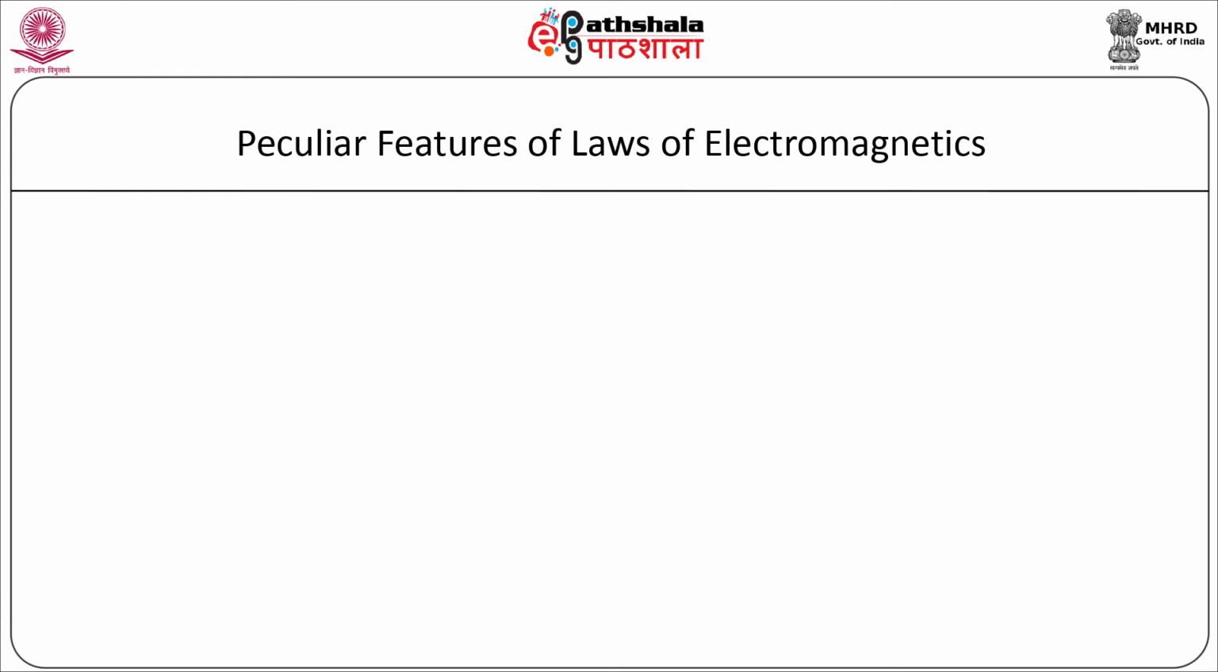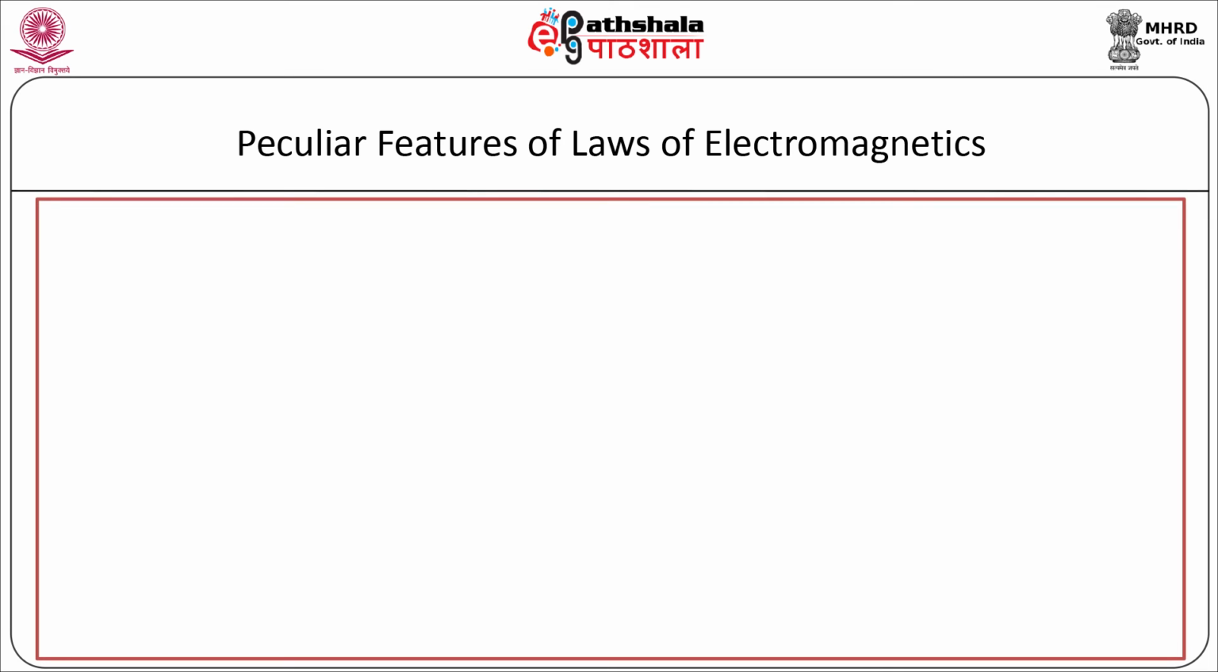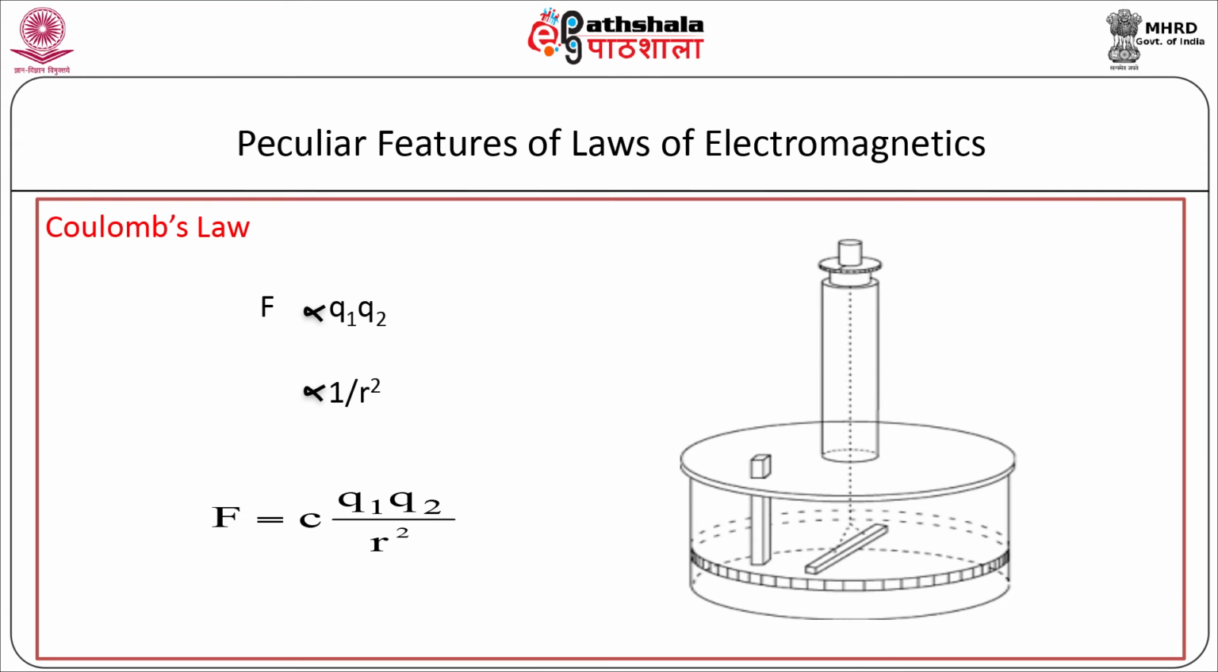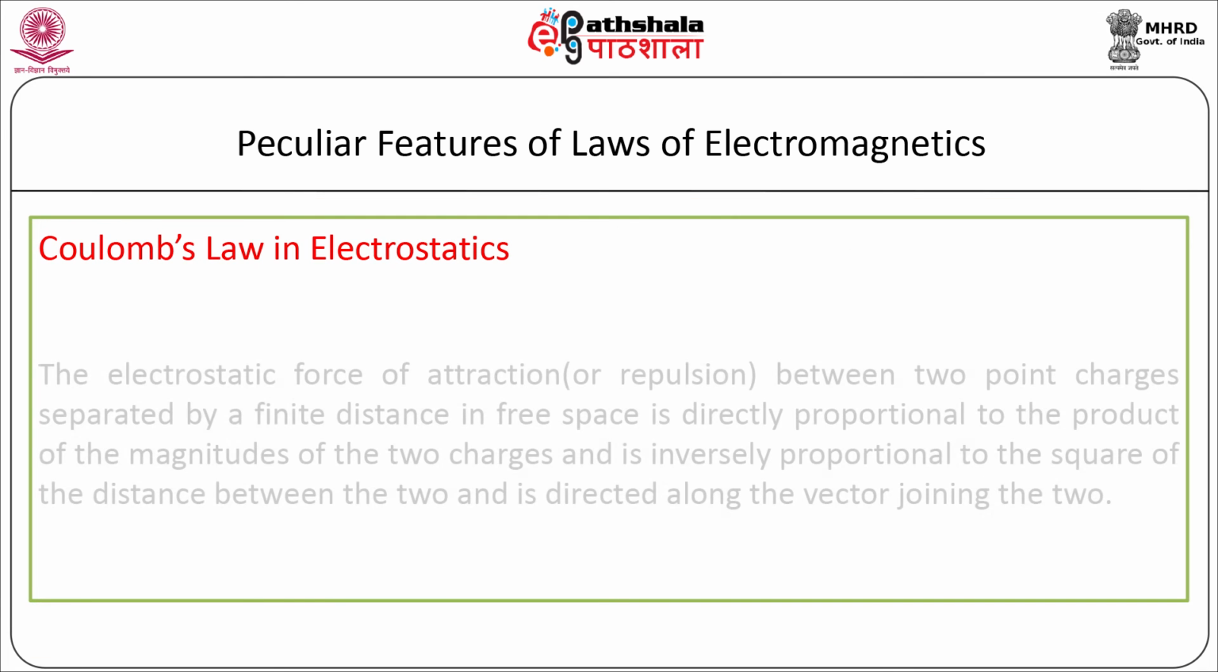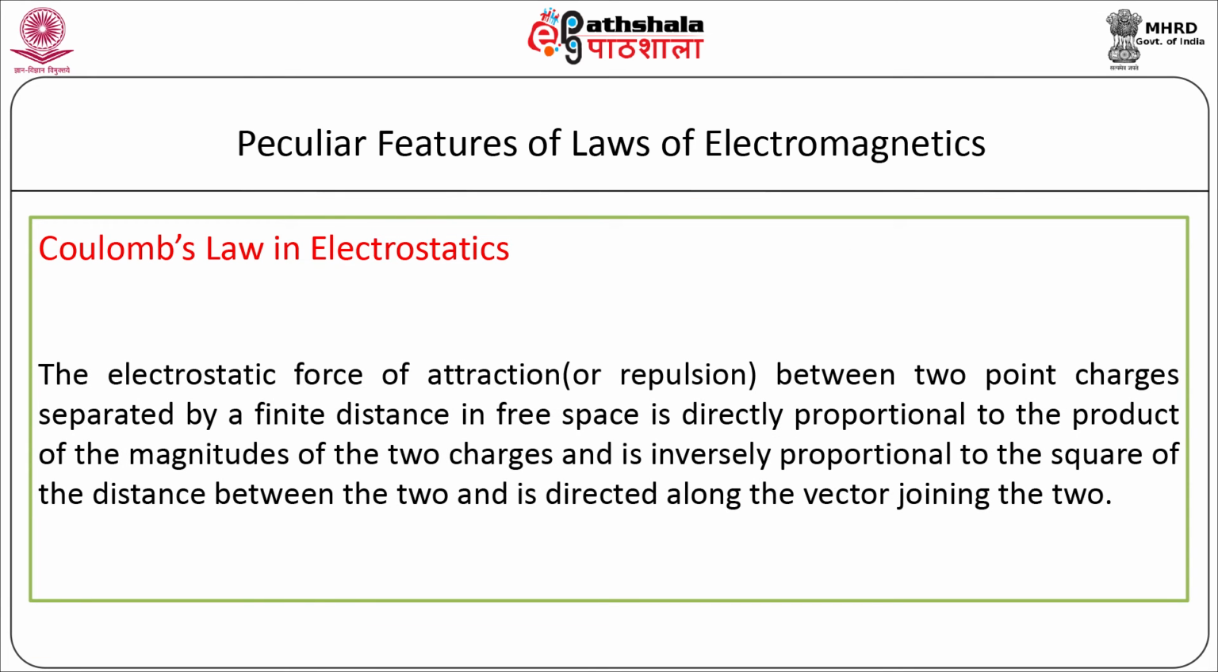So far, we have discussed some electromagnetic properties of materials. Now, let us discuss some peculiar features of some of the laws of electromagnetics. The first concrete step in the study of properties of electric charge was Coulomb's law. With the help of experimental observations made using a torsion balance, Coulomb put forth his first law in electrostatics. Statement of the law is as shown and is well known to us.